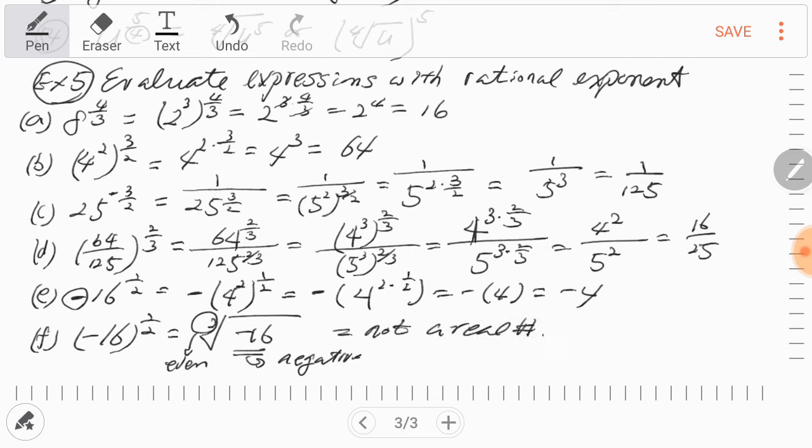So for the imaginary number, we have a notation, so we will do it later. So make sure if the index is even, the radicand has to be positive. Since the radicand is negative and the index is even, this is not a real number.